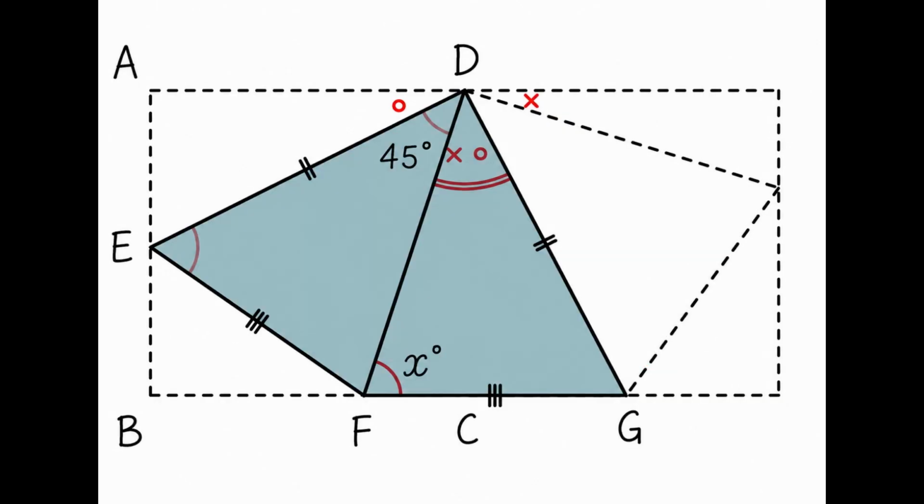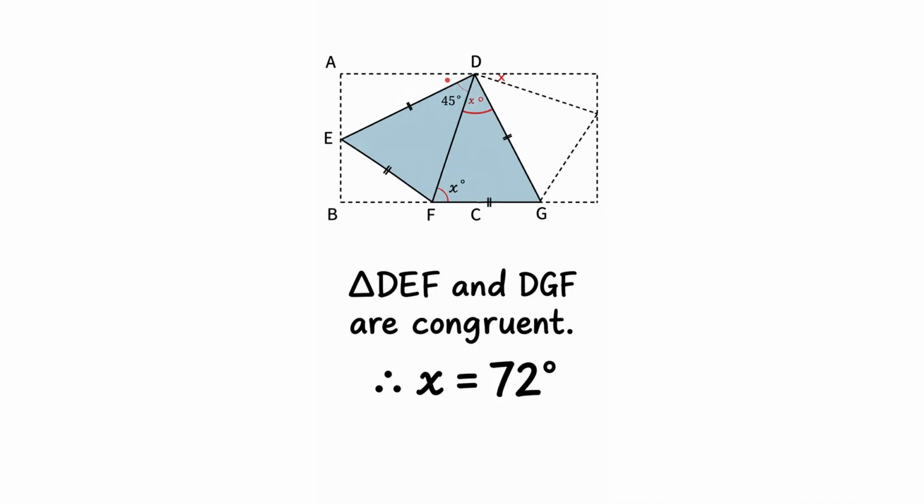Now we can connect the rotated triangle to form a larger triangle. Notice that matching sides create an isosceles structure. This allows us to relate the angles around point D. By angle chasing, the angle at F becomes 72 degrees.